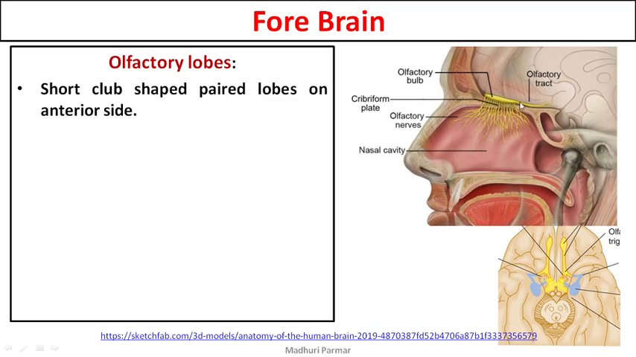Olfactory lobes, this is the side view. If somebody is looking from the side, you can see them, but if you look from the top, then you will not be able to see the olfactory lobes at all. Why? Because they are covered by your brain.